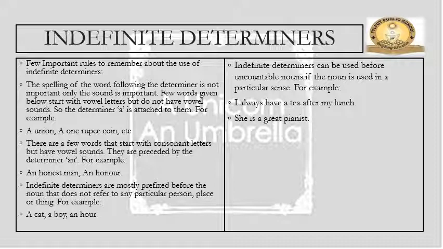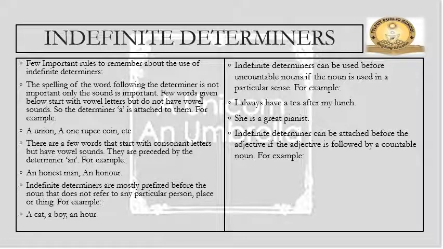Indefinite determiners can be attached before an adjective only if the adjective is followed by a countable noun. For example, it is a red color t-shirt. So your red is your adjective and it is being followed by what? A countable noun, which is a t-shirt. He is a hard-working man.